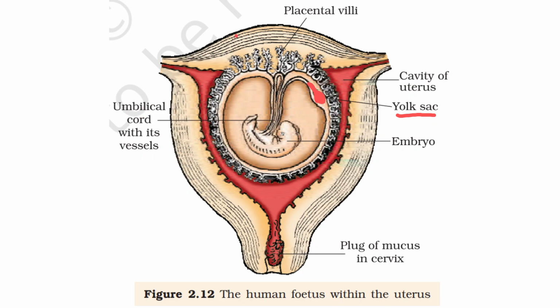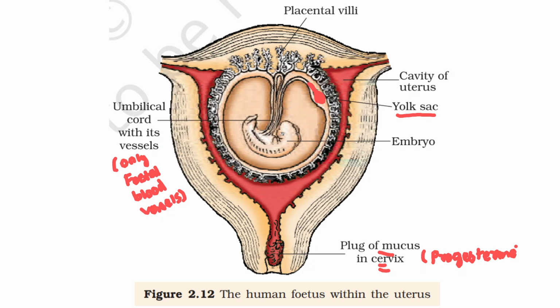Next one is this is uterine fundus la idu vandu implant agirukku. This is umbilical cord. Umbilical cord contains only fetal blood vessels. Only fetal blood vessels are present, and plug of mucus in cervix is formed by high levels of progesterone. Suppose the plug of mucus breaks, it is going to lead to miscarriage or abortion.